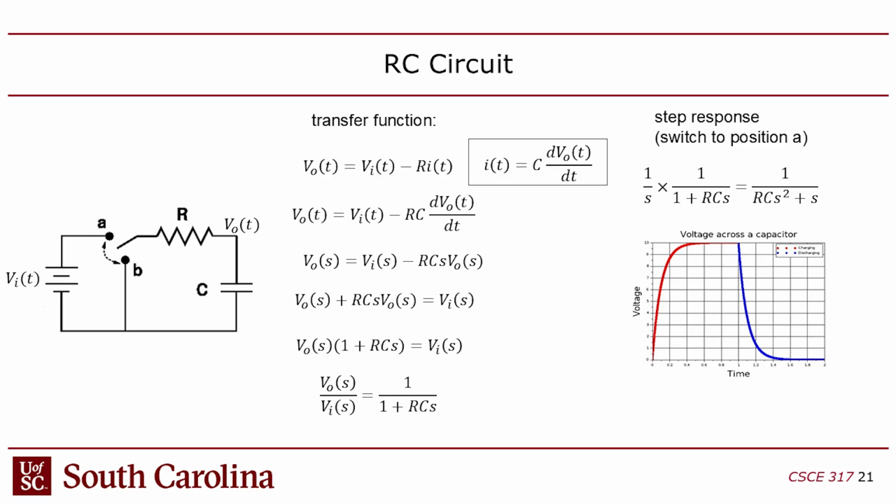Then use some algebra, and you can come up with a transfer function, which in this case is VO over VI equals 1 over 1 plus RCs. R and C, of course, are constants, because they are the resistance and the capacitance. And then if you want to find the step response, like what happens if you turn on that switch.